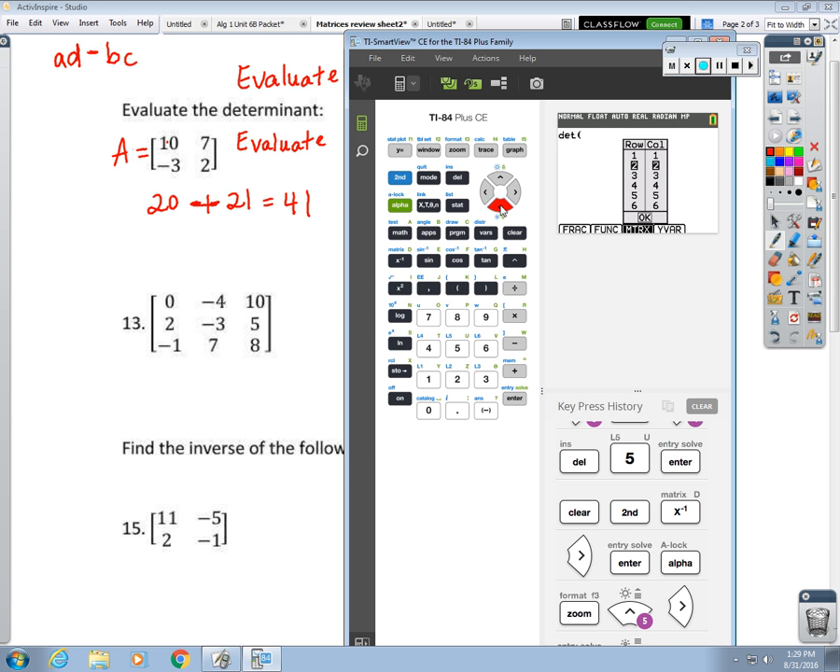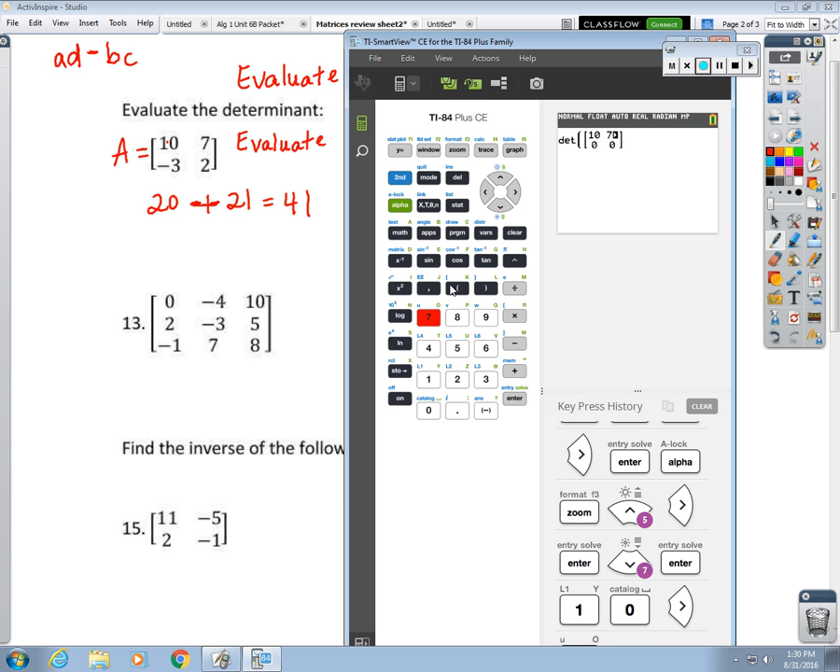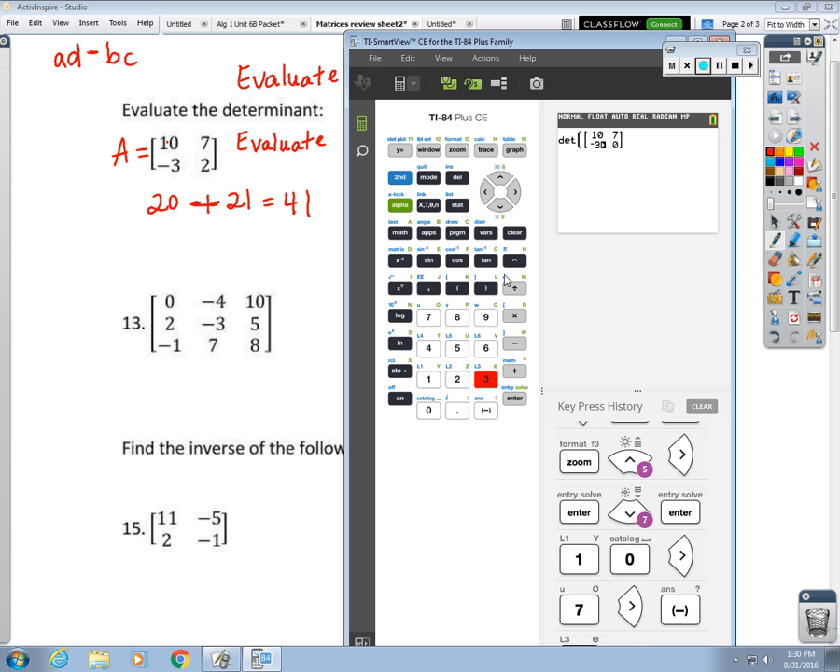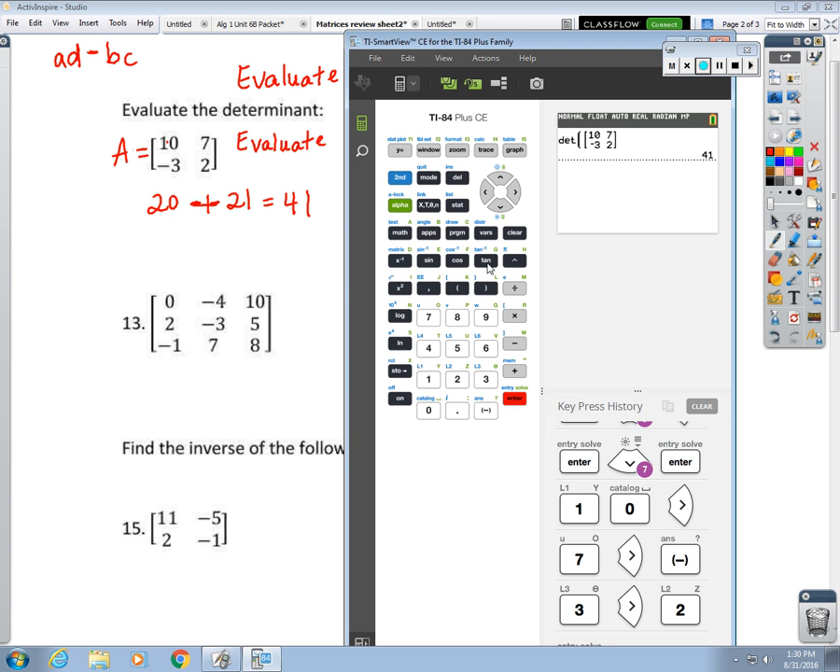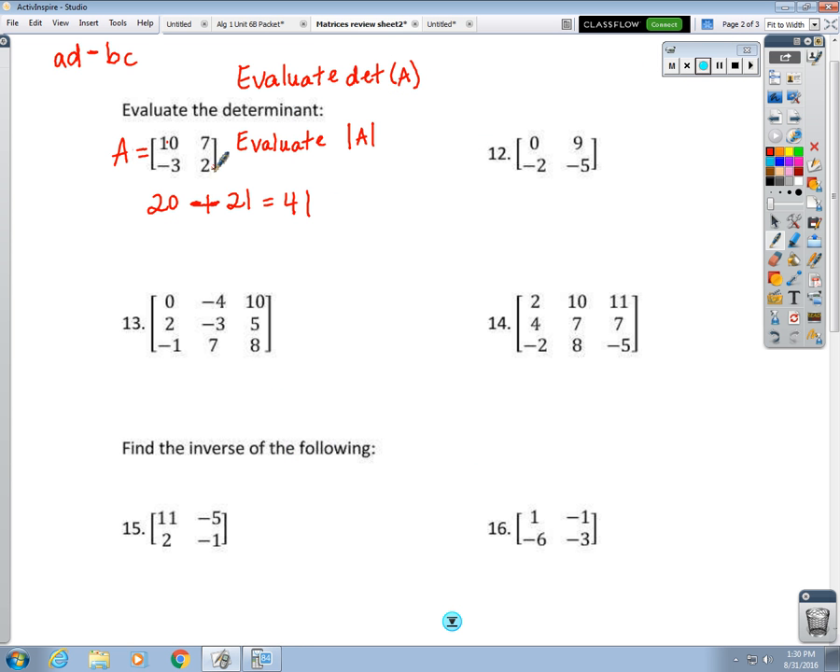Okay, which in my opinion takes longer than by hand, but if you're not completely comfortable with the formula, you better type it in. Okay, and then enter and see how we got 41 also. So it's up to you. If you can remember A times D minus B times C, that's fine. If not, do it on the calculator. We didn't learn that, so you would need the calculator.